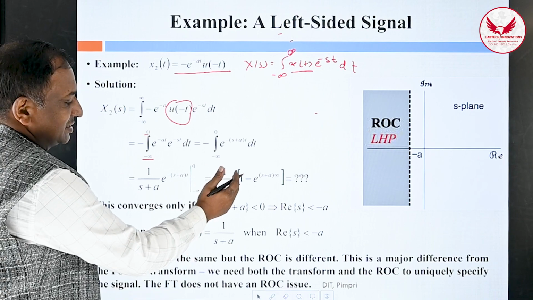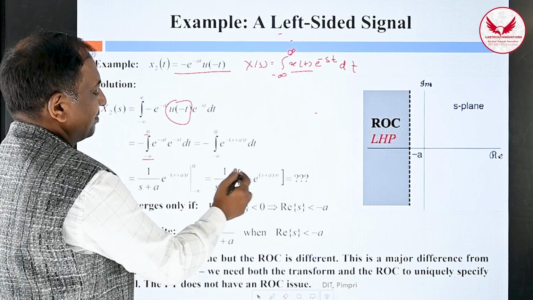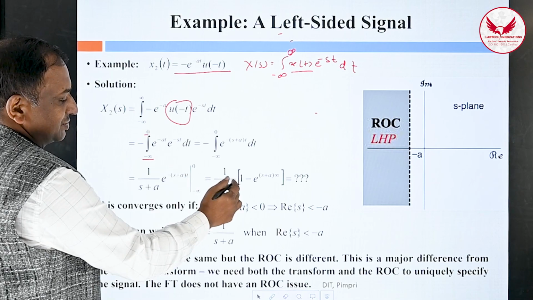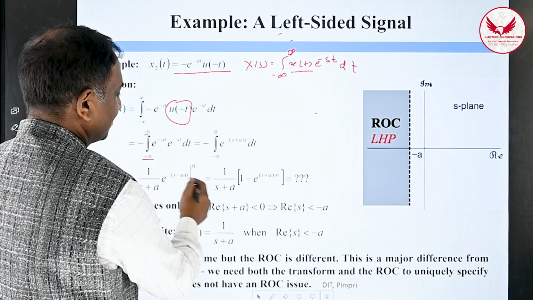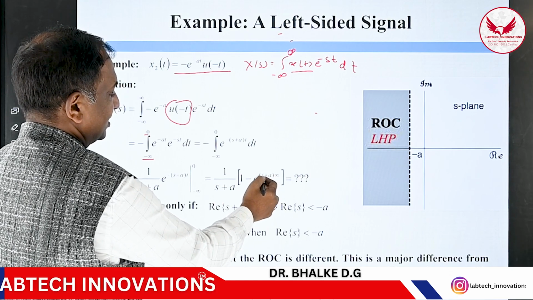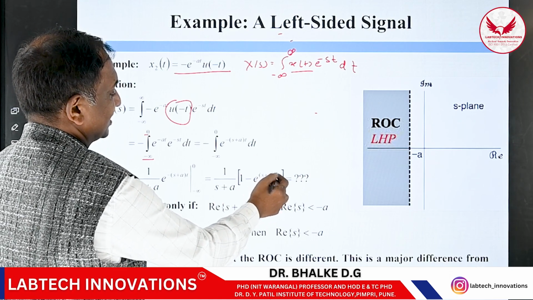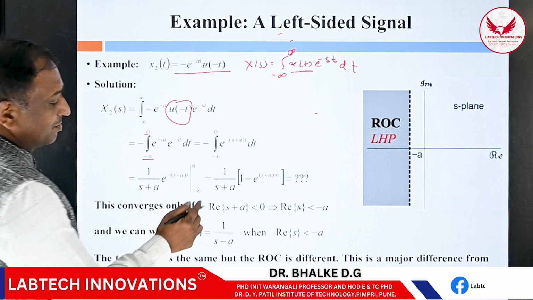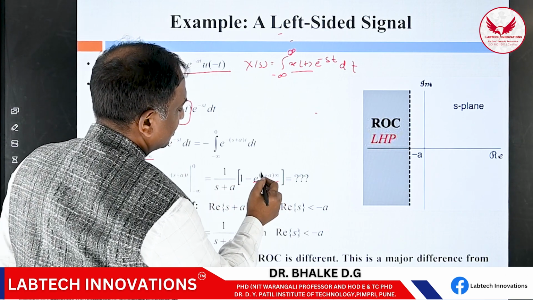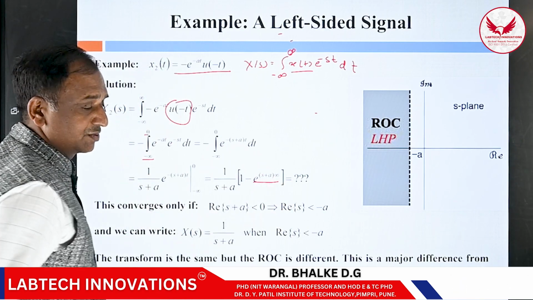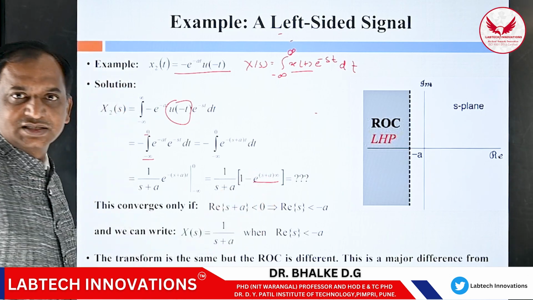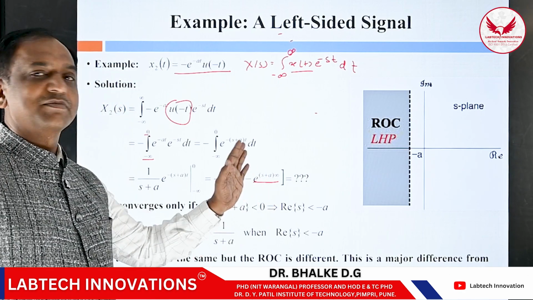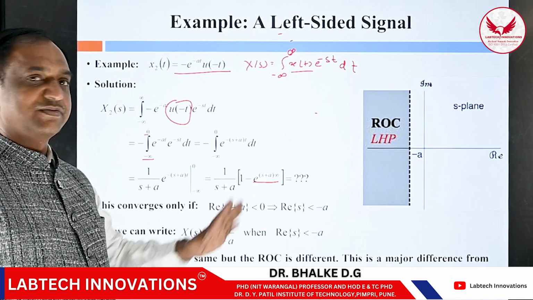So 1 upon s plus a, I will take it common. Upper limit 0, so e raised to 0 is 1, minus the lower limit, which is minus infinity, so this minus and minus infinity will become e raised to s plus a into infinity. To make this function convergent, the exponent should be negative, that is, s plus a should be less than 0. When s plus a is less than 0, it will become e raised to minus infinity, which is 0.